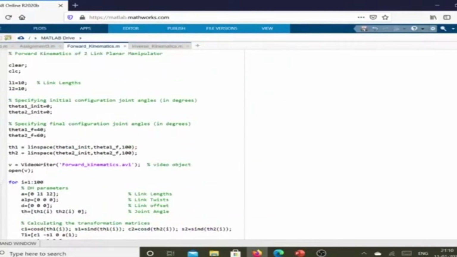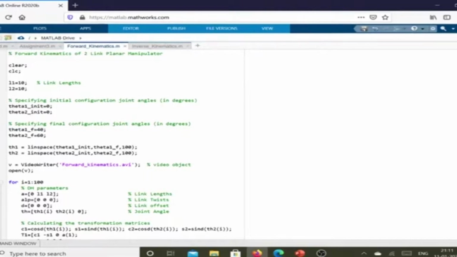This is forward kinematics of a two-link planar manipulator. The planar manipulator is a two-link arm, the one that I just showed. Now you have to define the link lengths L1 and L2. So we are defining the two link lengths here: L1 is equal to 10 and L2 is equal to 10. Then we have to specify the initial configuration. I said the initial configuration is 0 and 0 degrees.